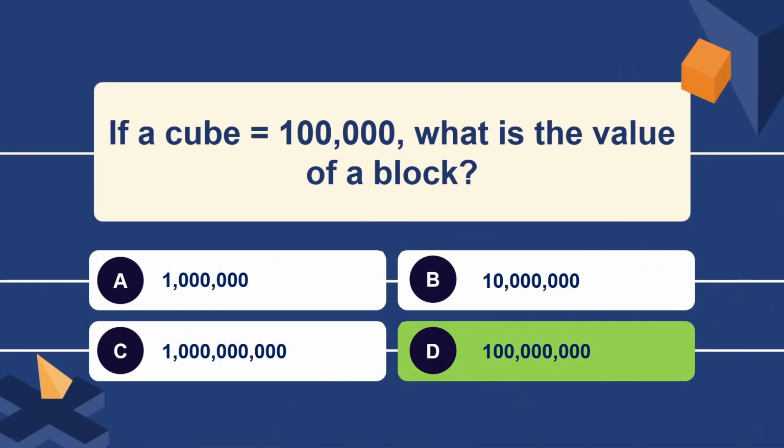So as an example, if a cube is 100,000, what is the value of a block? We have just learned that 1000 cubes will give one block. So if one cube is 100,000 and we want a block, it means we have to multiply 100,000 by 1000, and that will give us 100 million.